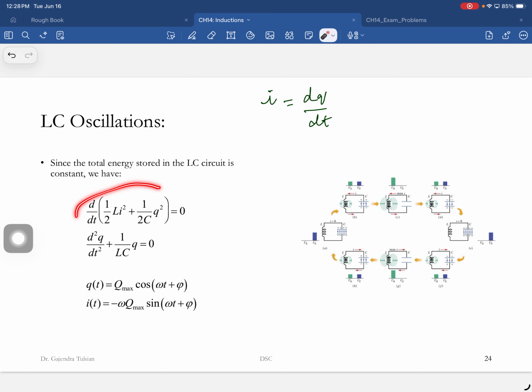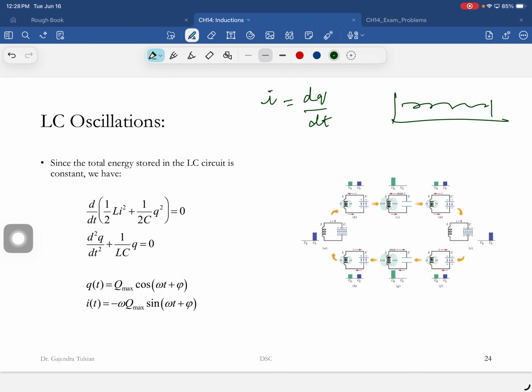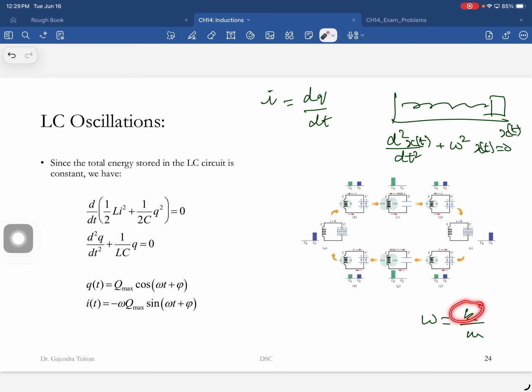Okay, so if you simplify all of this, this is the equation you get. This equation is exactly similar to the equation for a mass attached to a spring: d square x by dt square plus omega square x(t) equal to 0, where omega square was k by m. k was the spring constant in that. So this equation is exactly like that. Here is your omega square.